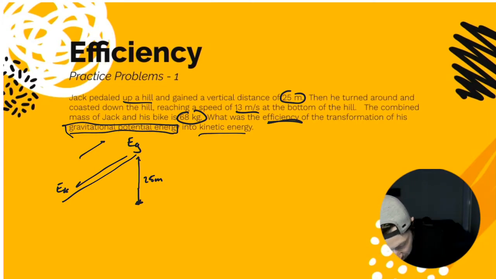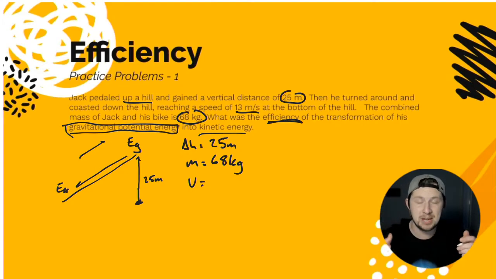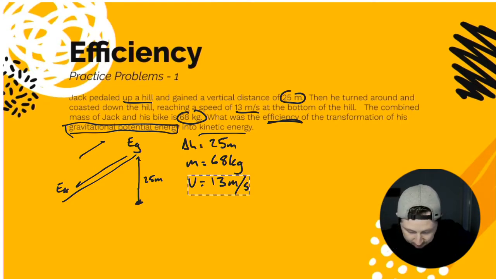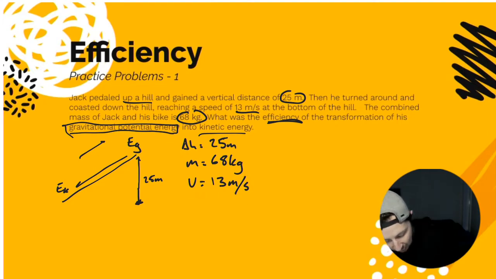What do we know? Always write out what we know. So the delta H, the change in height, is 25 meters. All right? The mass of Jack is 68 kilograms. His velocity, or speed at the bottom of the hill, is 13 meters per second. And our g, our acceleration due to gravity, is 9.81 meters per second squared.